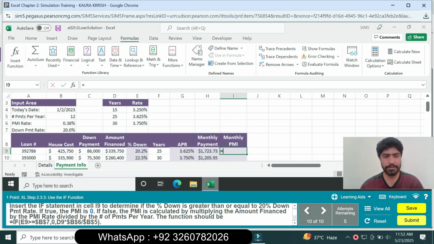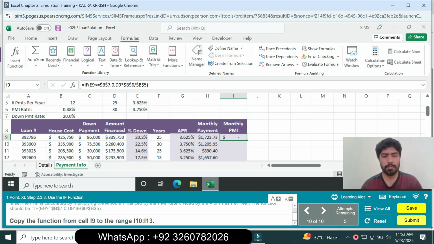So select I9, type equal to and type the IF function, and next is E9 greater than or equal to B7, B7 and press F4, type 0 and select D9 multiplied by B6, apply the absolute cell reference, and next is divided by B5, payments per year, and apply the absolute cell reference, press F4, close bracket and press enter.